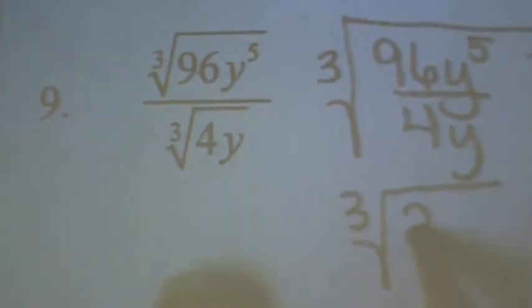It's 24y to the 4. So I want to break 24 up. What are the factors of 24? 2, 2, 2, 3, y. So what's the answer? 3, y.